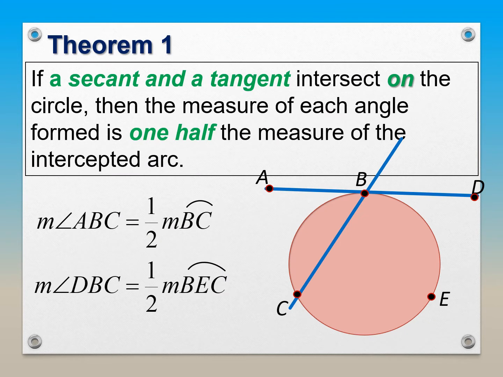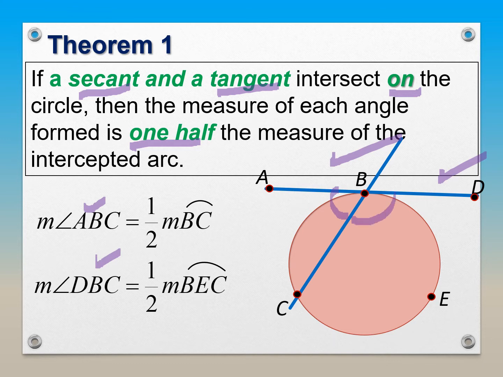Theorem number 1: if a secant and a tangent intersect on the circle, then the measure of each angle formed is 1/2 the measure of the intercepted arc. Here in the illustration, the secant line is secant BC and the tangent line is tangent AD. The angles formed are angle ABC, which is this angle, and another angle, angle DBC, which is this one.